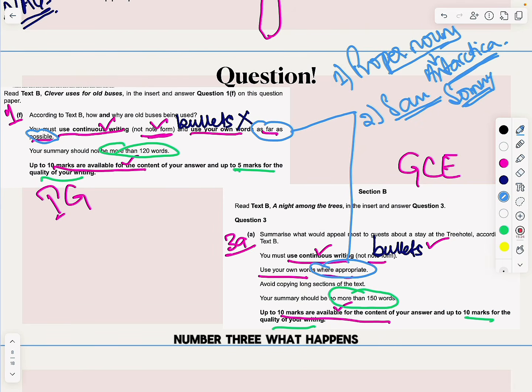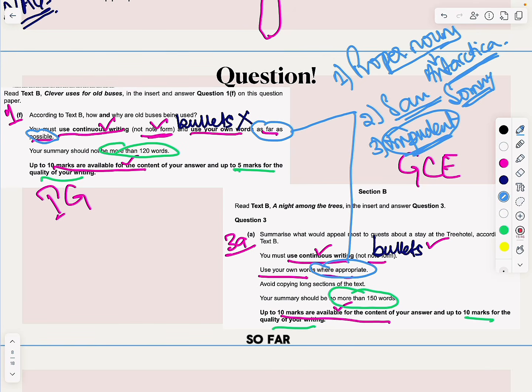Number three, what happens if you come across a word that is really difficult for you? For example, if we have the word impudent. Now, impudent means rude. But if you, for the life of you, can't figure out what the word impudent means, instead of writing a wrong synonym of the word, I will recommend that you use this word as it is in the context that it has been used.